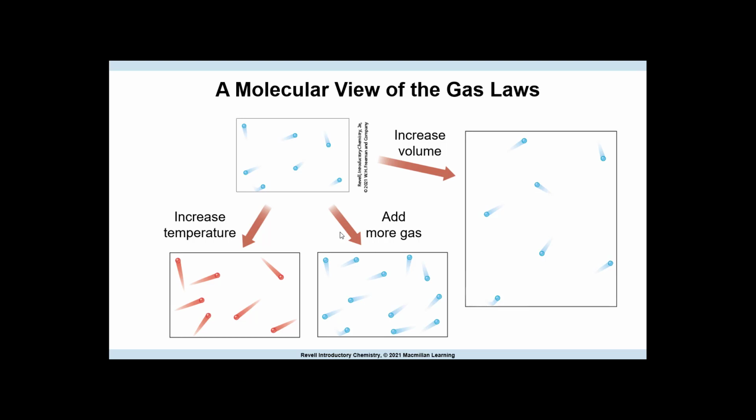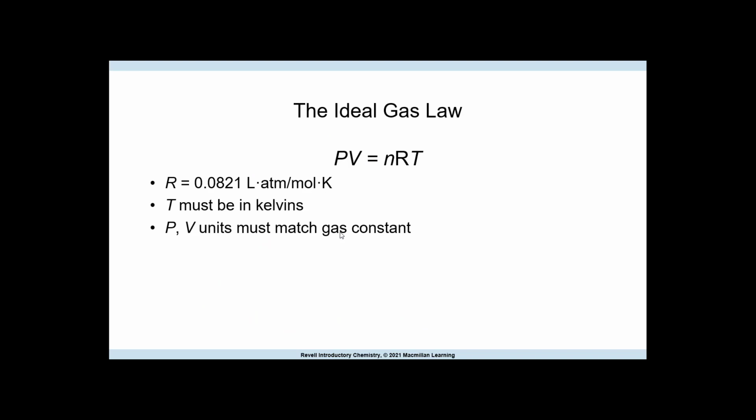So now let's take a look at some problems. So again, here is the ideal gas law. Temperature must be in kelvins. Pressure and volume units must match the gas constant. Basically what happens is that we use this gas constant and it'll cancel all the variables that we have except for the variable we're missing and leave that unit, which will be in our answer.